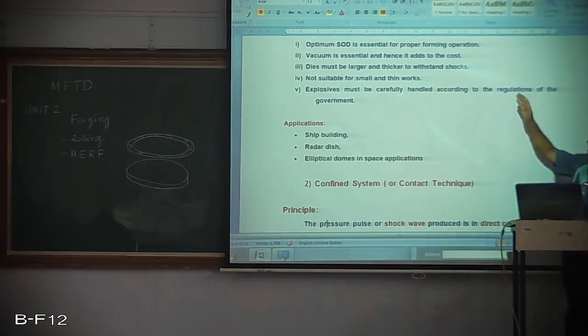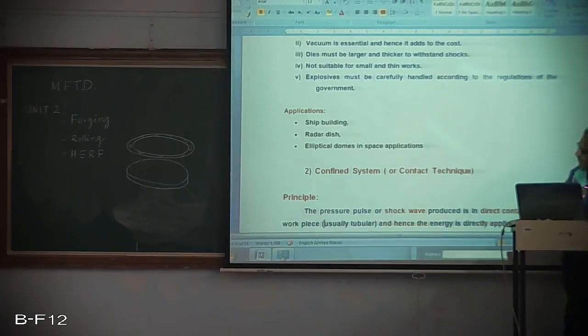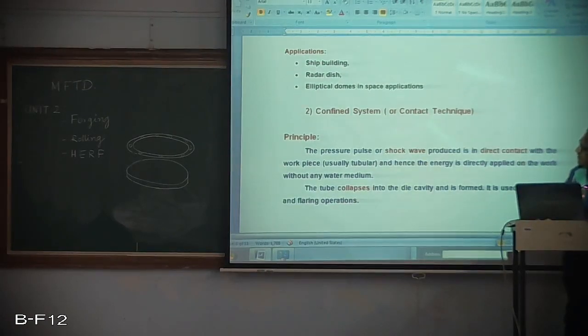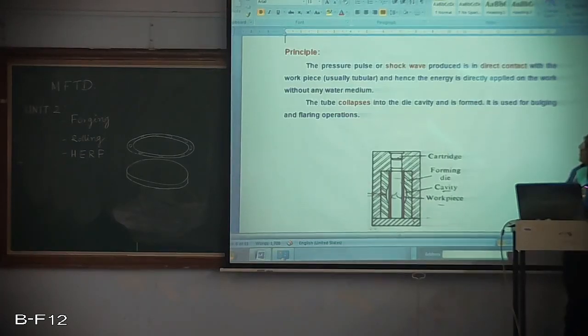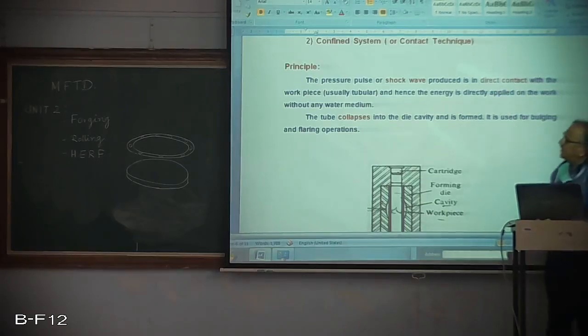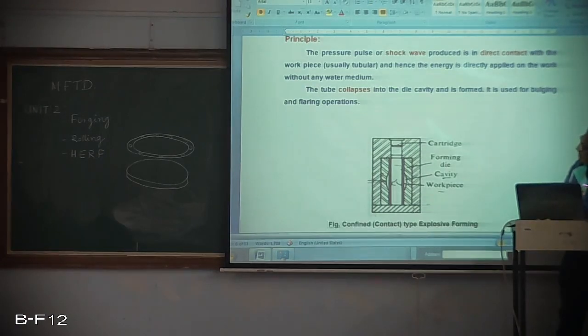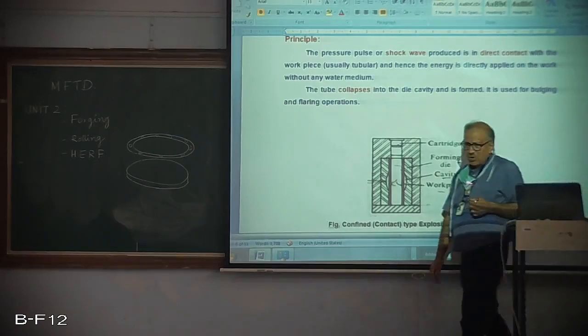So it is about the first variety of HERF process, which is explosive forming, and within explosive forming the first one is unconfined explosive forming. The second is a confined system. It is also called a contact type, also called a contact technique type of explosive forming process. And here the principle is somewhat different.